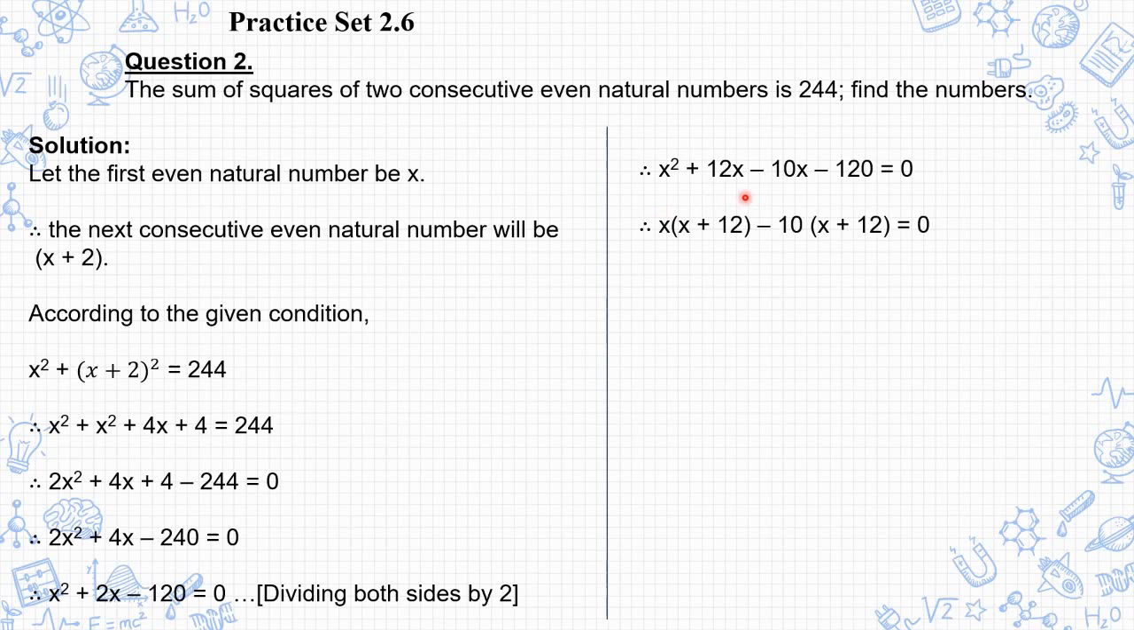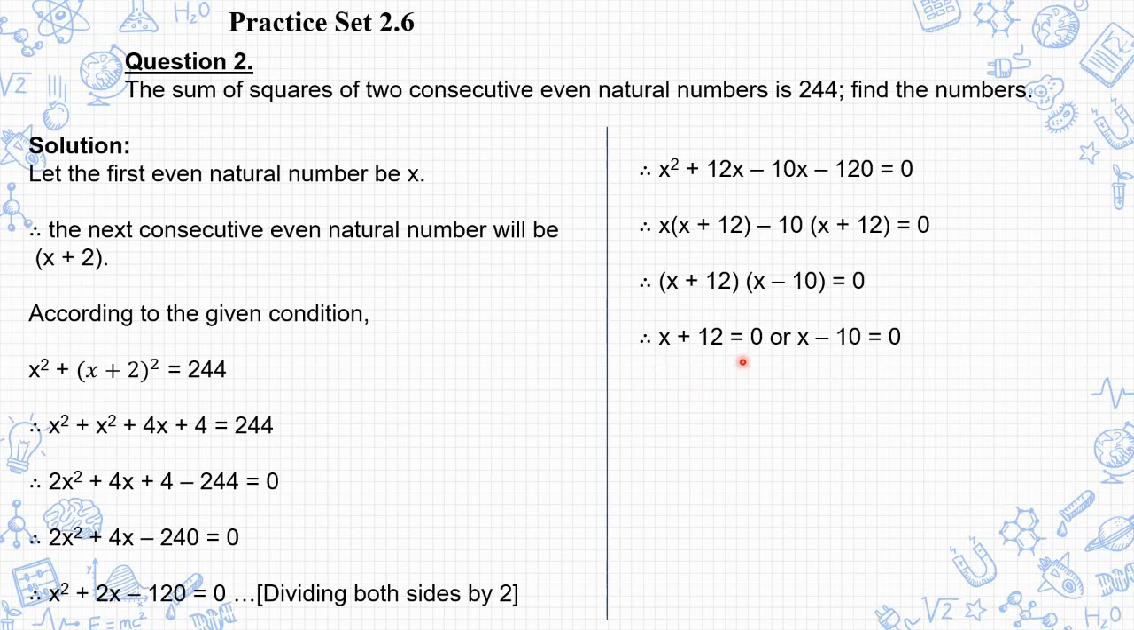So if you see, in the first two terms the common is x, and in the next two terms the common is 10. So we'll take (x plus 12) and (x minus 10) equal to 0. So we'll say x plus 12 equal to 0 or x minus 10 equal to 0.